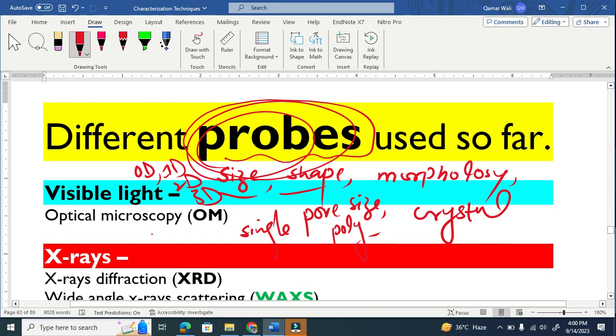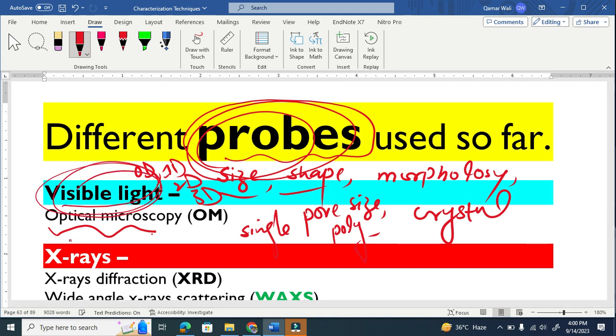So the old technique a researcher basically used was optical microscopy. And here the probe was basically visible light. This is the old technique. Basically, with the help of this technique, images were taken, and from those images we reveal the structure of a material or the surface of a material. But the resolution or the magnification is very, very low in this case.